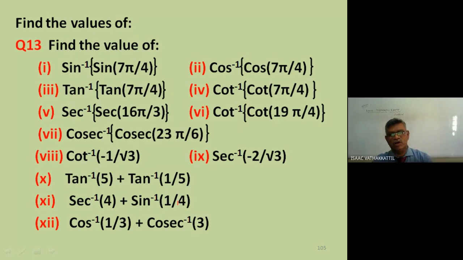What about cos inverse 1 by 3 plus cosec inverse 3? Again, we can put cosec inverse 3 as sin inverse 1 by 3. And cos inverse 1 by 3 plus sin inverse 1 by 3 is again pi by 2. Or, no problem, you can put cos inverse 1 by 3 as sec inverse 3 also. Here also you can put sec inverse 4 as cos inverse 1 by 4. There also we have the result. Or here also tan inverse 5 or cot inverse 1 by 5, then also we have the result.